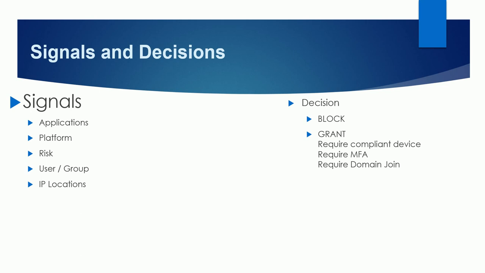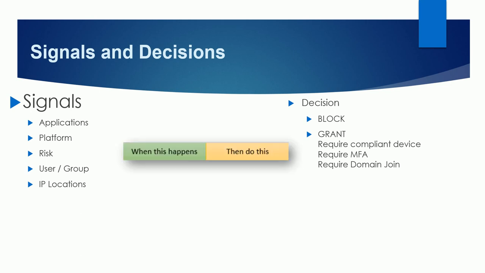If any or all of the conditions match, then you will get allowed. When this happens, do this. So if the signals are coming from these parts, application, platform, risk, user, group, and IP locations, then based on the signals it will take the decisions.